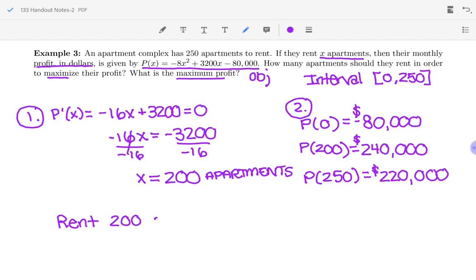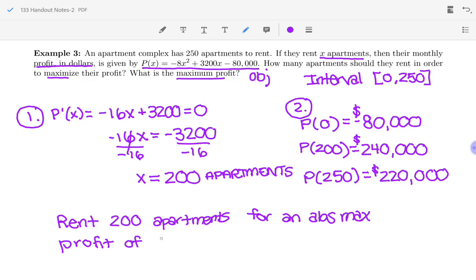200 apartments for an absolute max profit of $240,000. So they should rent 200 apartments for an absolute max profit of $240,000. This one here is going to give us our absolute max.